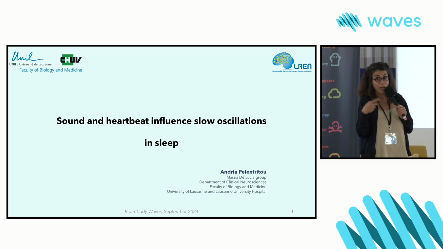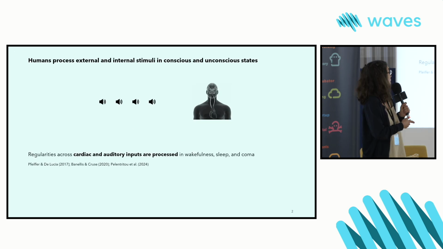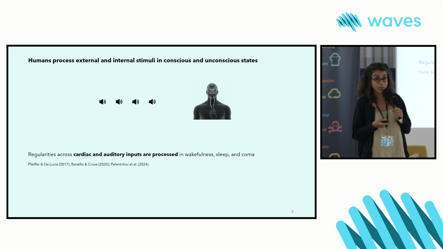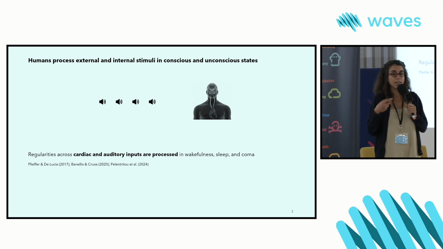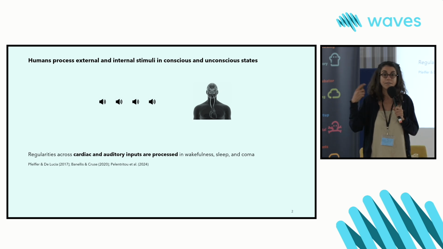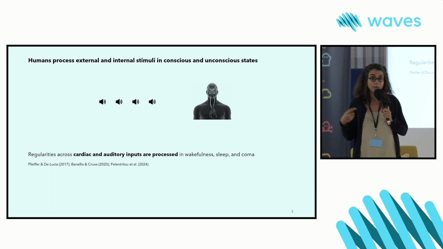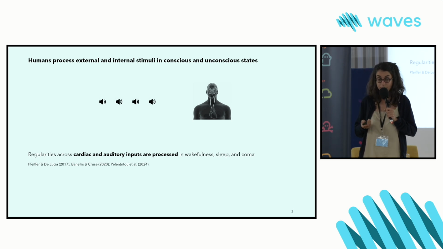So in our lab, we generally study how the human brain processes sounds across a variety of consciousness states. And what we have shown over the years in a series of EEG studies is that indeed the human brain takes advantage of the temporal cue provided by the ongoing heartbeat rhythm to help it identify patterns among such external auditory stimuli in wakefulness, sleep, and coma.